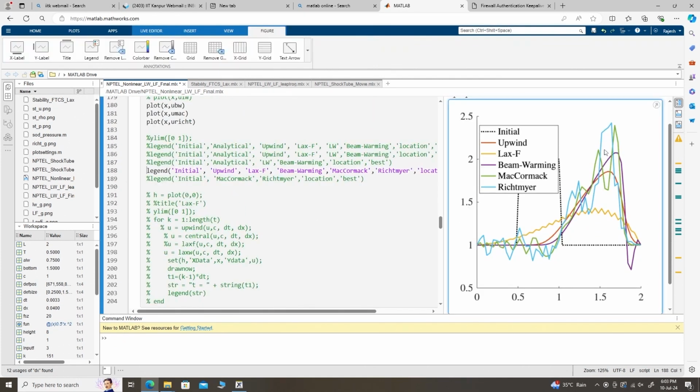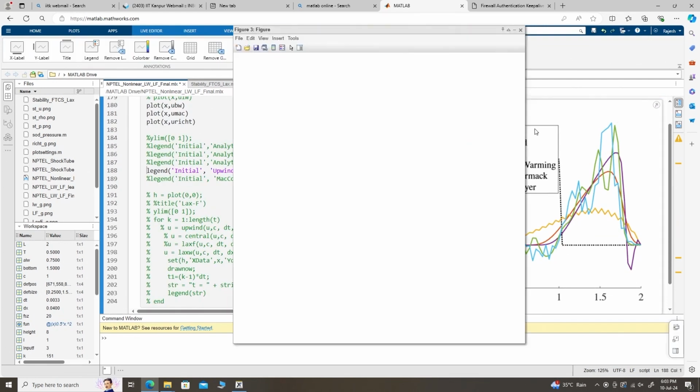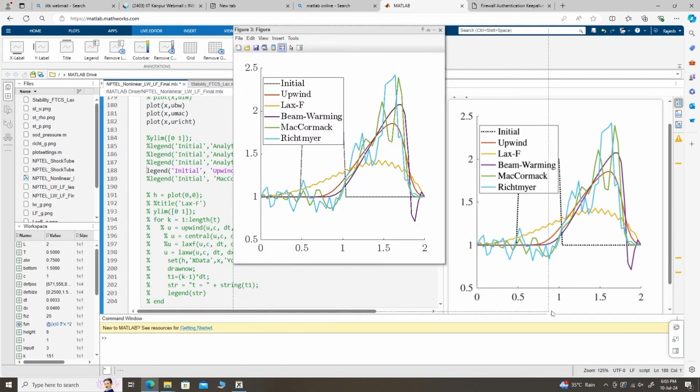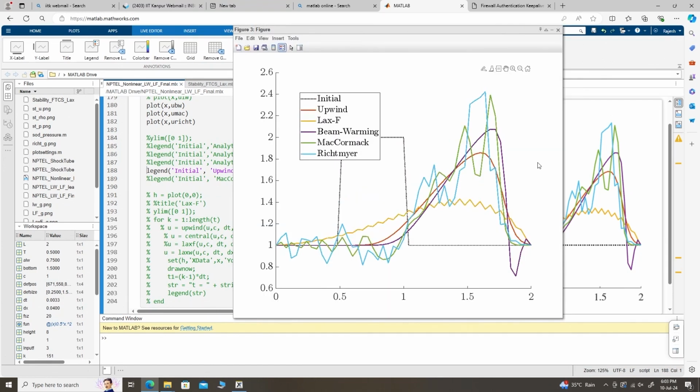Here you can see one interesting behavior that we have discussed earlier: it is now tilting towards the right. The right side is more vertical than the left one. That means it is going towards developing a shock. Once again the upwind or upwind biased schemes like Beam-Warming are doing better than the other schemes for the nonlinear problem.